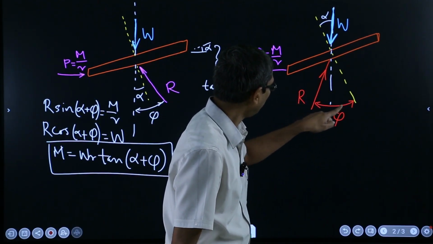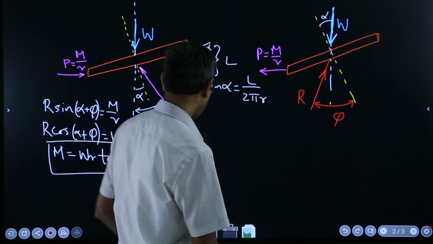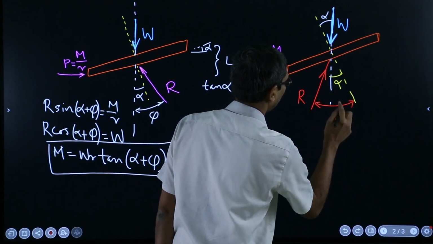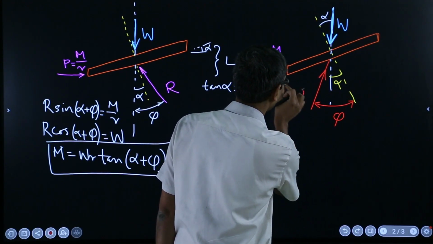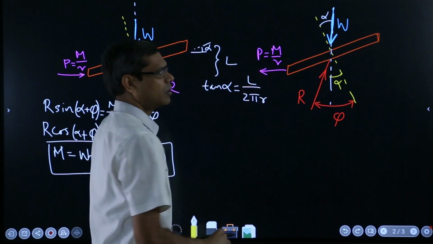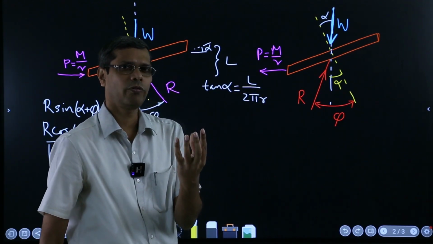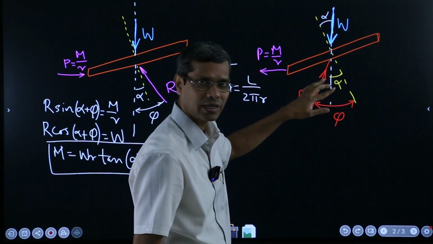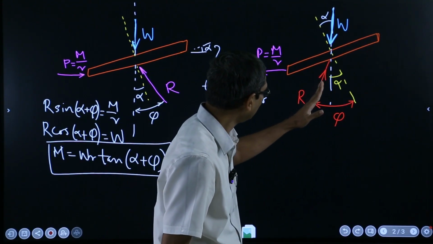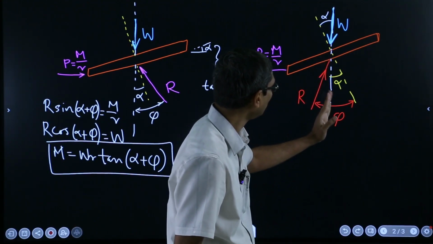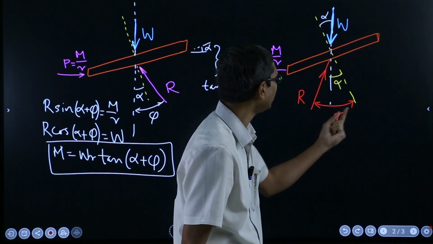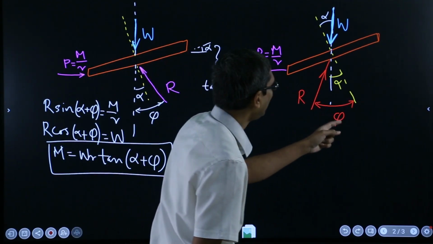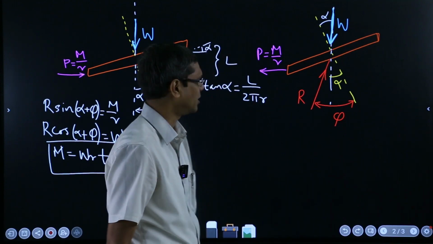See this, when this phi becomes alpha, let me draw the alpha again here also. So this also is alpha, this phi. Now if R, that means we are saying that under its own weight it is falling down, that means this force is not there. So it will be a two force member and it is just on the verge of slipping. Then this R will be along this line. So that means phi is equal to alpha. So under the screw thread condition, when phi becomes alpha, it is on the verge of slipping.